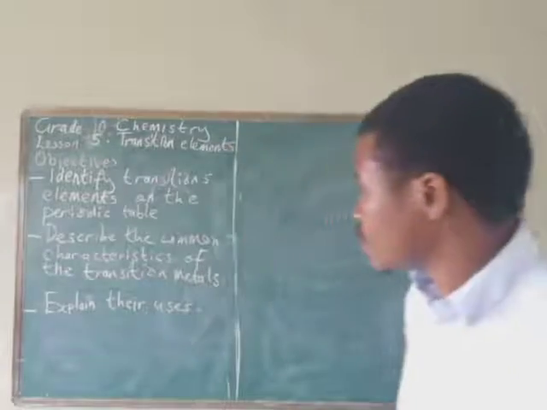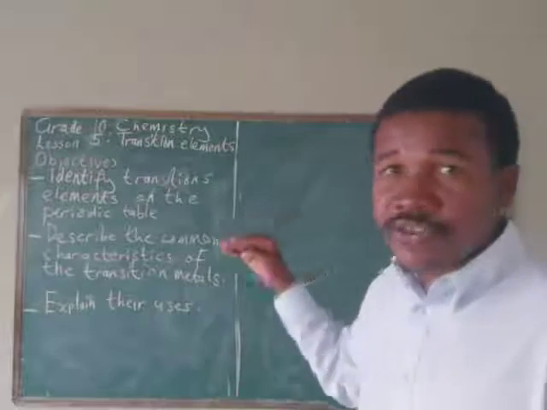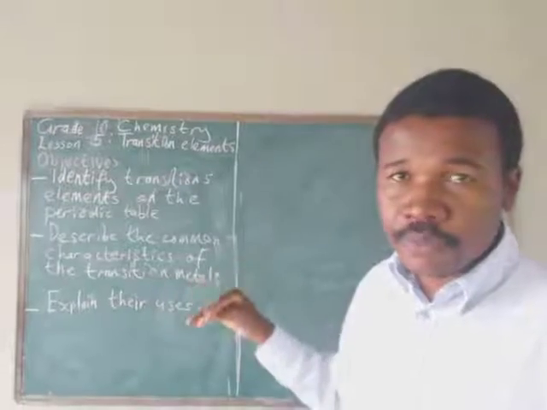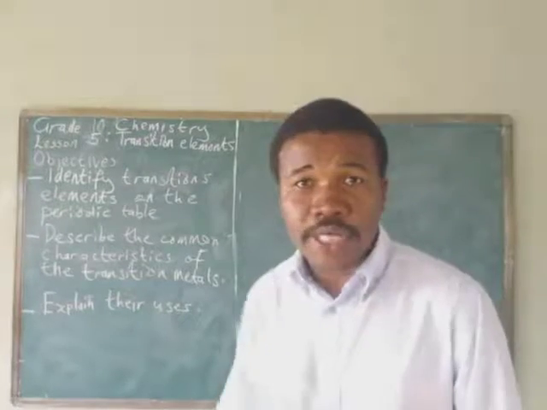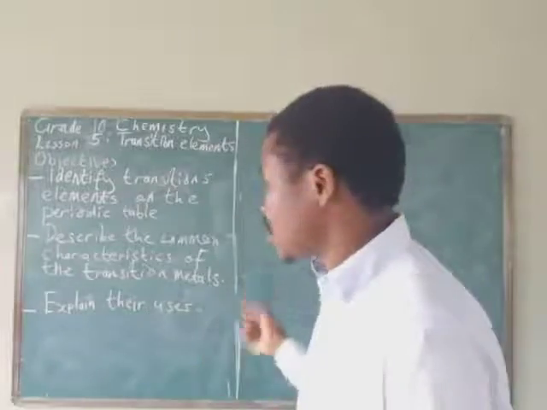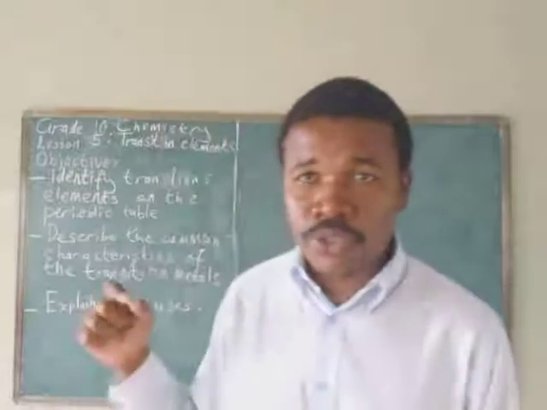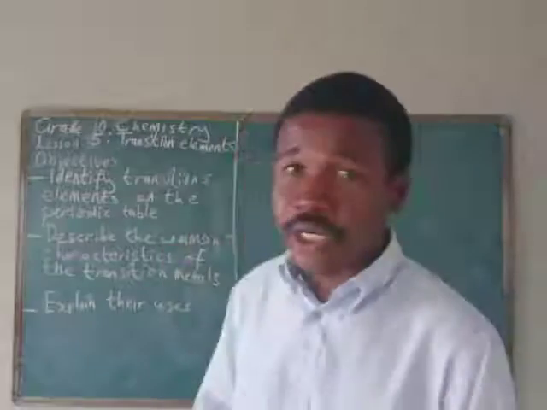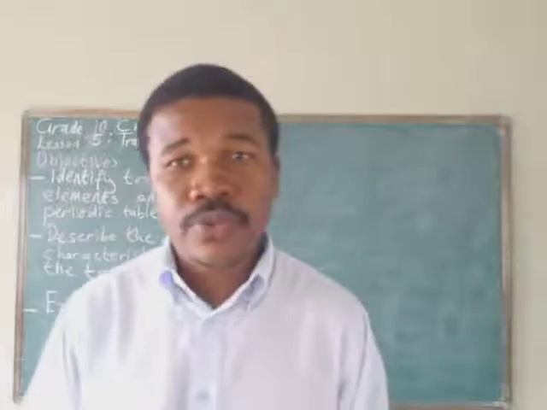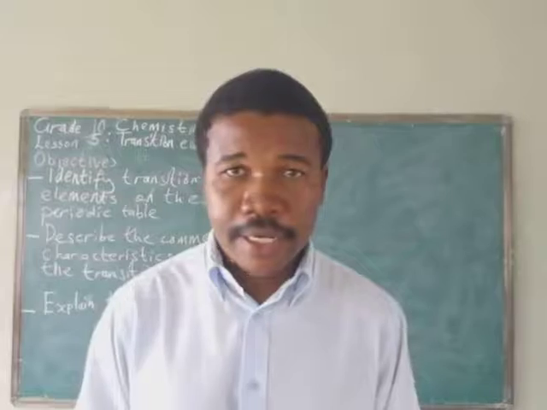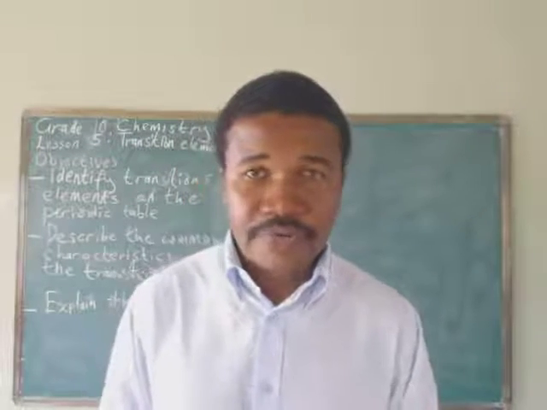So what are our objectives for this lesson? By the end of this lesson, you must be able to identify transition elements on the periodic table. You must also be able to describe the common characteristics of the transition elements, these transition metals, please. And you should also be able to explain the uses of these transition elements. It's very simple stuff.